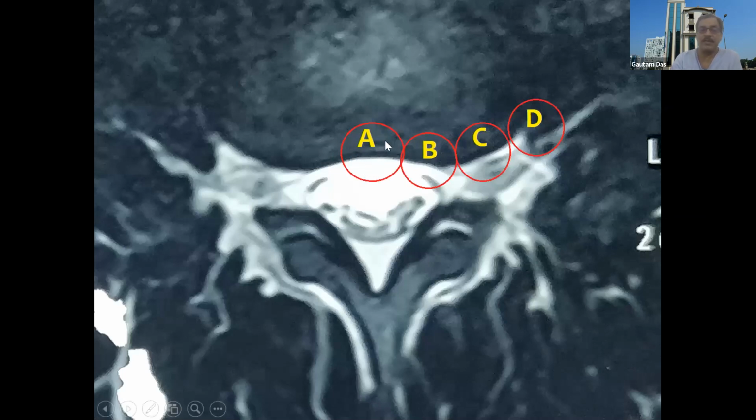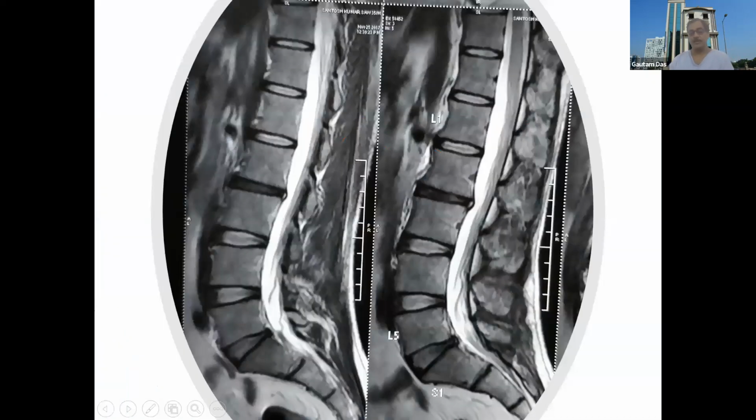Now, here also in MRI, A is what kind of herniation? If it is herniated here, central. B is paracentral. C is foraminal or lateral. Very good. And D is extraforminal, or lateral, or extraforaminal. Very good. Okay. So now I'll be skipping this.